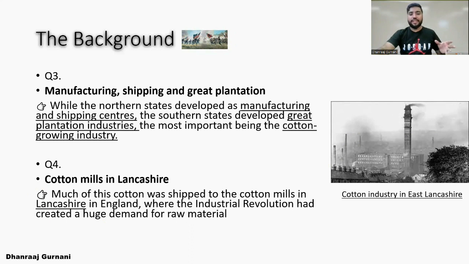So, questions number 3 and 4 on this page. Question 3 spoke about manufacturing and shipping industries growing in the north, while the south became agricultural, agrarian. Cotton was mainly grown. Question number 4 spoke about how much of the cotton grown in the South was going to Lancashire in England. Because of the industrial revolution, there was a huge demand for raw materials there.